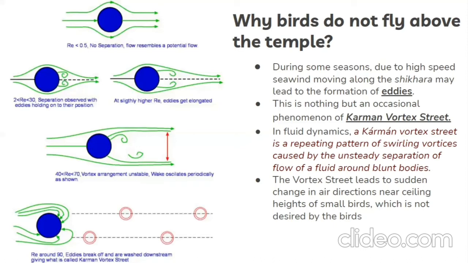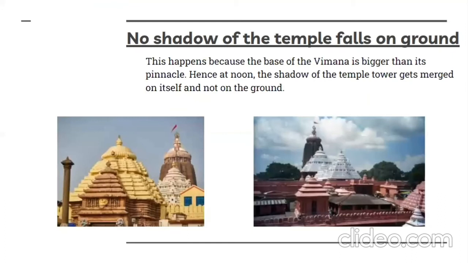The vortex street leads to a sudden change in the air directions near the flying heights of small birds, which is not desired by the birds, as birds tend to travel the paths where they find the least resistance. Next in the row, no shadow of the temple falls on the ground at any time of the day. This happens because the base of the Vimana is bigger than its pinnacle. Hence at noon the shadow of the temple's tower gets merged on itself and not on the ground.